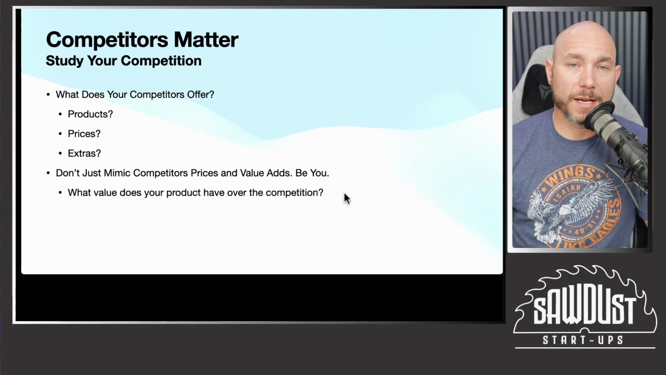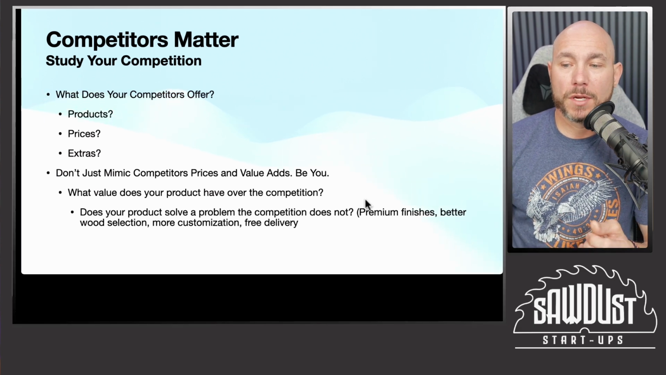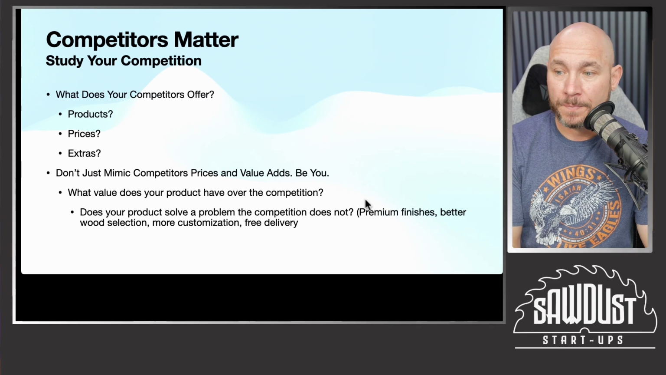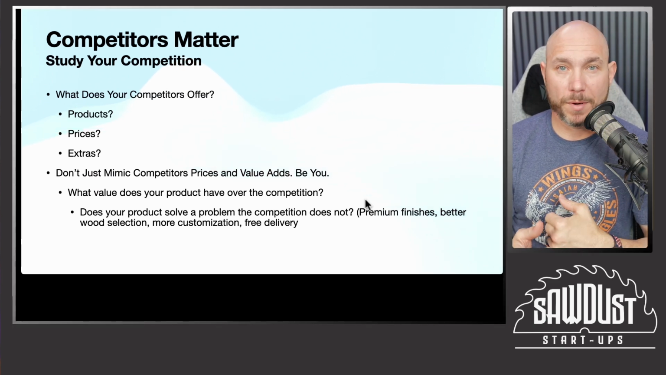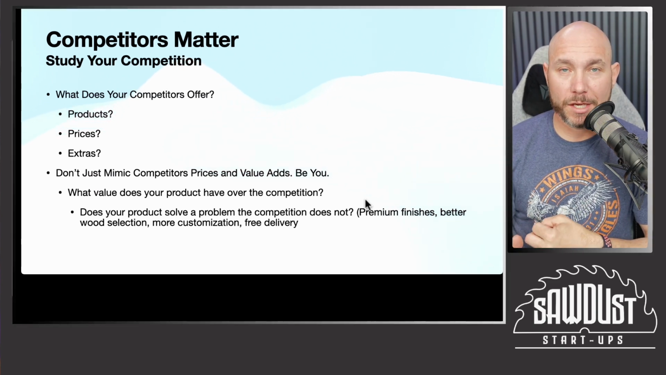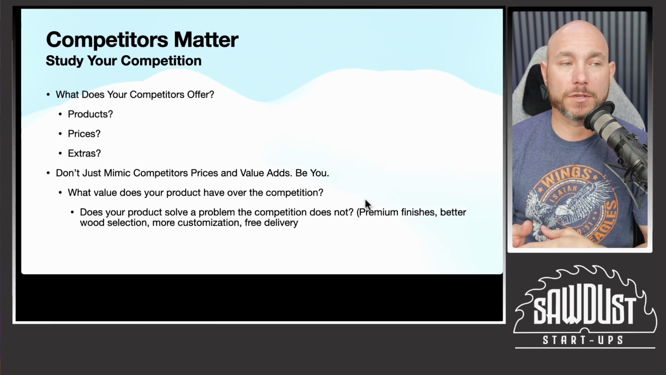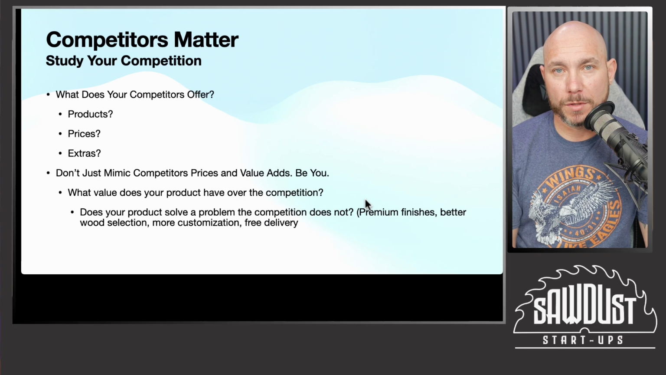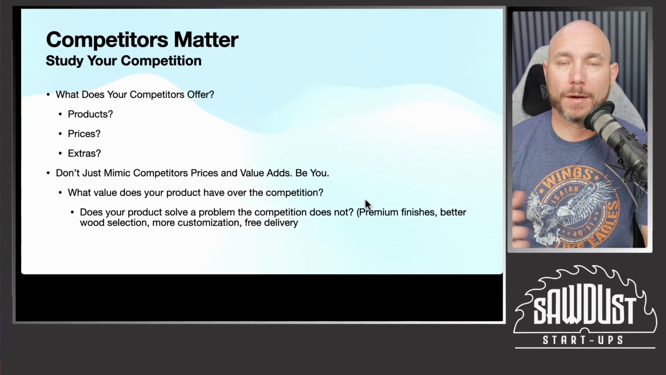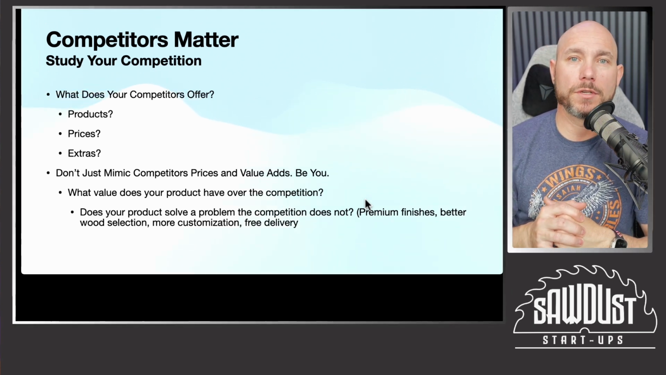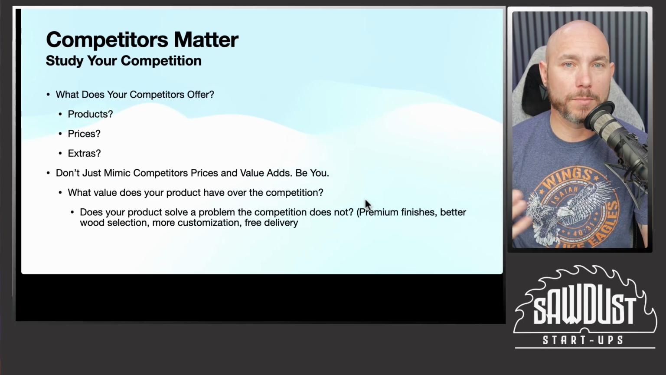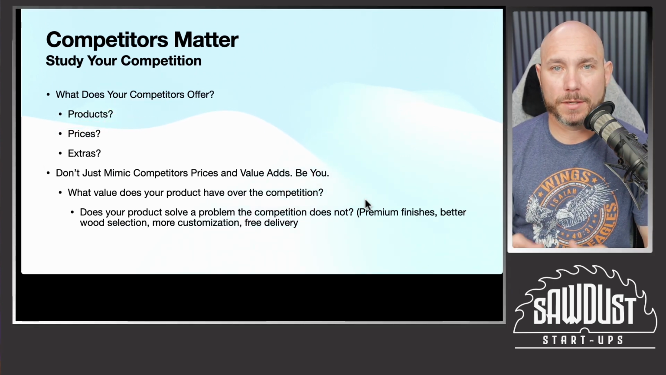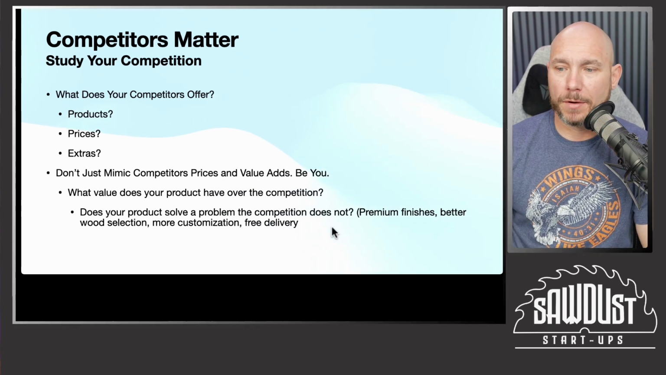What value does your product have over your competition? In other words, does your product solve a problem that your competition is not solving? Are you giving them more premium finishes? Are you using better wood selection, better joinery, etc.? So if your competition's building all out of construction grade lumber, can you build it out of more premium hardwoods and then market it that way? You don't have to dog or talk bad about your competition. You can just say, I build mine out of high quality premium walnut or maple or poplar or whatever you're using to build your products. You can market it that way. That way people know they're getting a little bit extra.